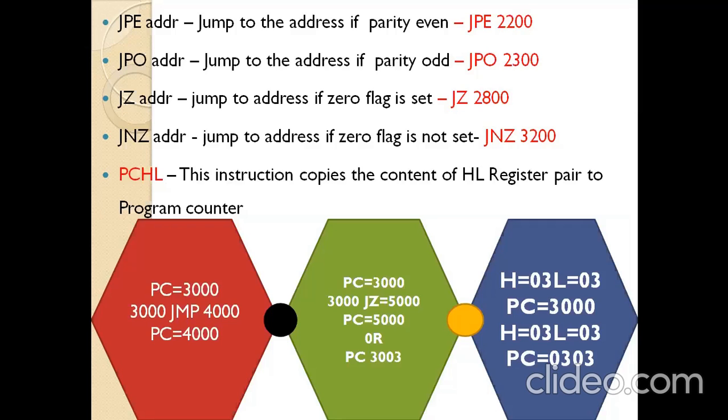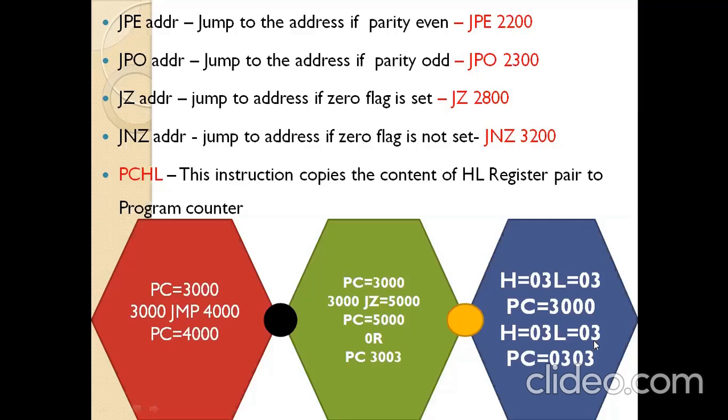So the first instruction is called unconditional jump. Immediately it will jump to the memory location. Remaining all the instructions are called conditional instructions. Last one is called PCHL. This instruction copies the content of HL register pair to program counter.